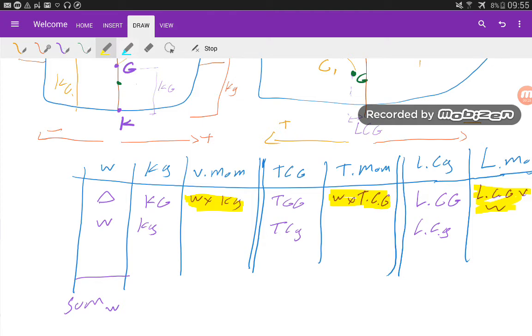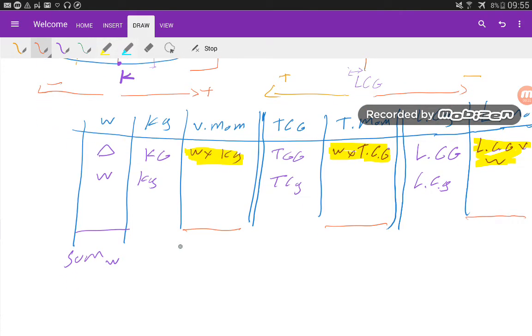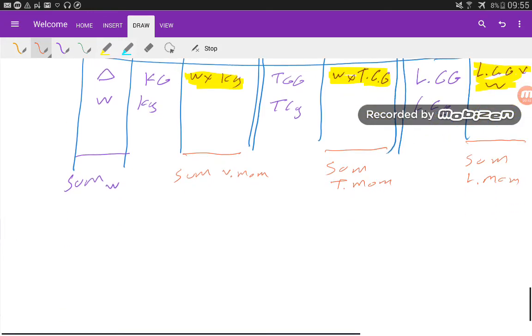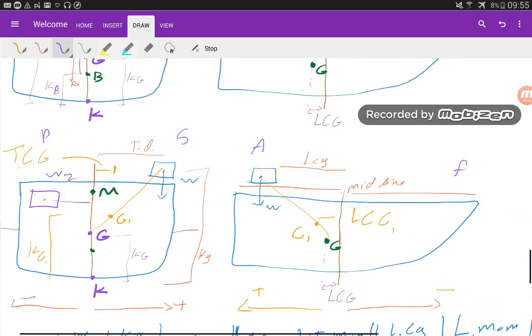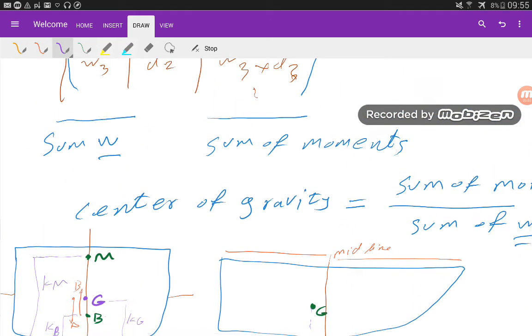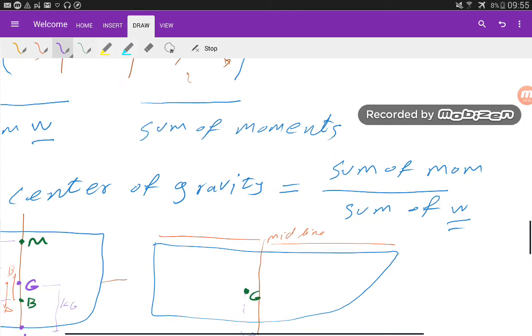At the end, you have to calculate the sums of them: the sum of vertical moment, the sum of transversal moment, and the sum of longitudinal moment. Now we have this summary. Again, the same formula we reviewed: center of gravity is the sum of moments over the sum of weights.